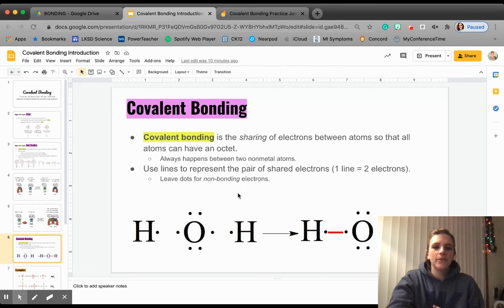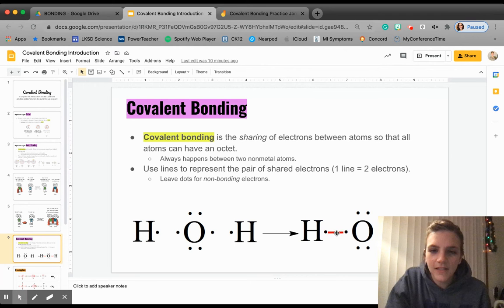Take a look at this example here. This is a water molecule. Notice we've got our 1 oxygen as our middle central atom. We've got a couple hydrogens on either side. We use lines to represent covalent bonds. So you see how there's this line right here between hydrogen and oxygen. That just means that hydrogen and oxygen are sharing their electrons with each other.